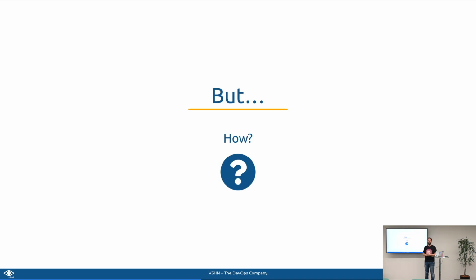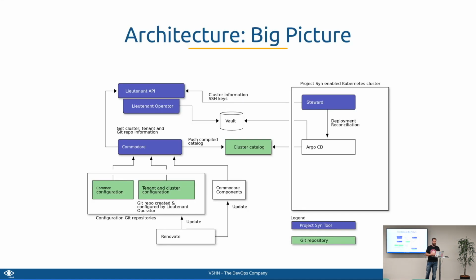So, but how does this all work? That was a lot of buzzwords and a feature introduction and so on. And I'm sure you want to know how it actually works and what it looks like in practice. So here is an architecture picture, which you can also find online if you want to study it in detail. Important is that the blue boxes on this diagram are tools which are developed in Project Syn. The green boxes are Git repositories which store different kinds of information, and the white boxes are upstream tools which are in use here.